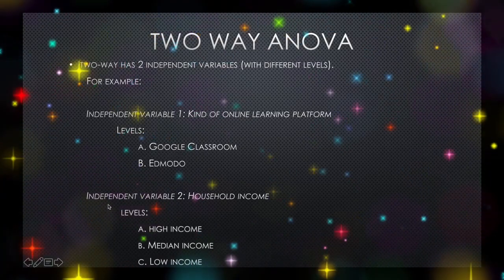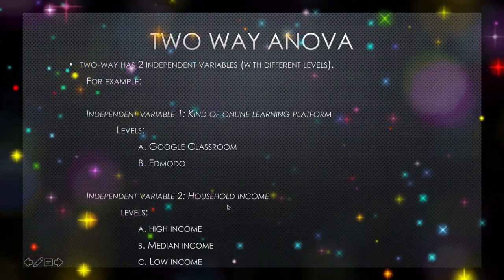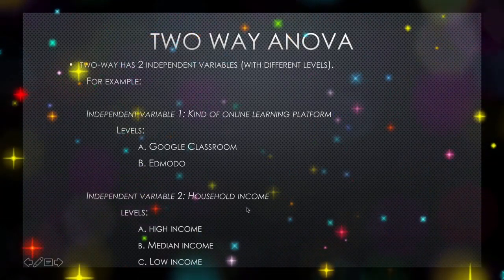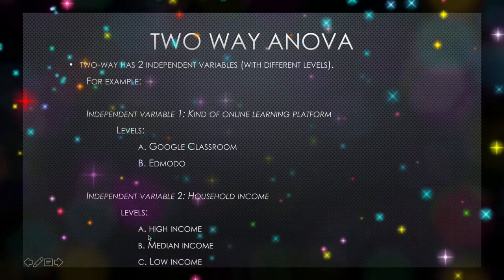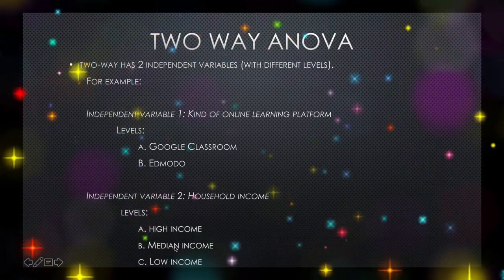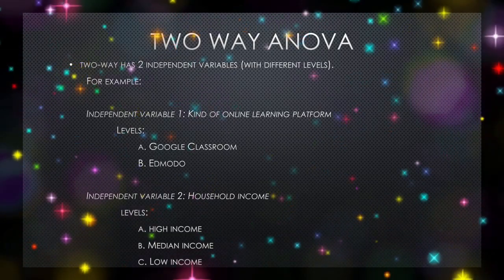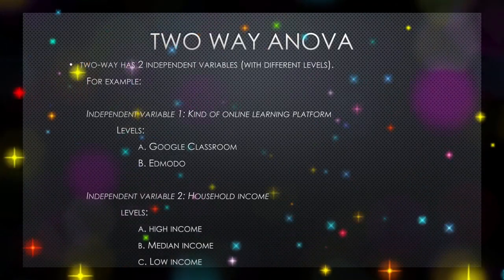And then let's say you have a second independent variable. You also want to test what is the effect of the household income of the student. So you can have three levels: high income, medium income, or low income. You can have more than this. It depends on how you categorize the different income levels. So that's an example of two-way ANOVA.